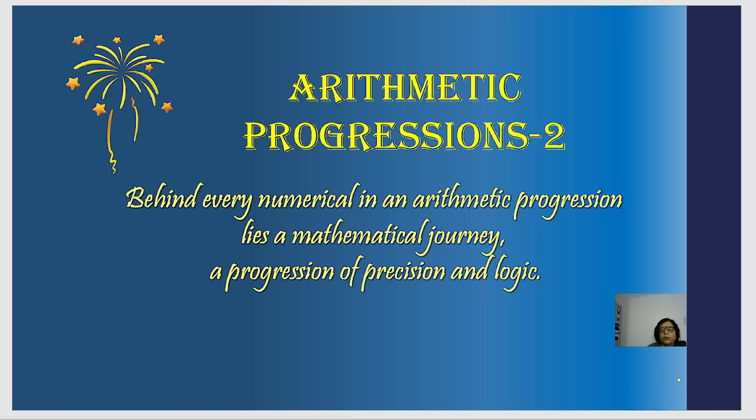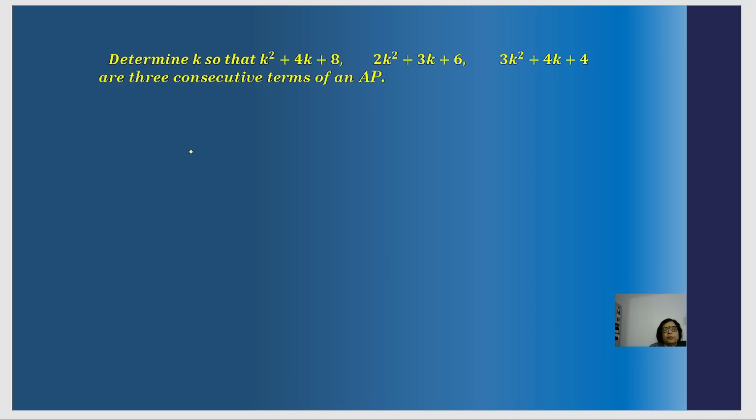In this video, we'll continue our journey of arithmetic progressions and we'll be solving different types of questions pertaining to the general term formula of an arithmetic progression. To begin with, the first question here is: determine k so that k square plus 4k plus 8, 2k square plus 3k plus 6, 3k square plus 4k plus 4 are three consecutive terms of an AP.